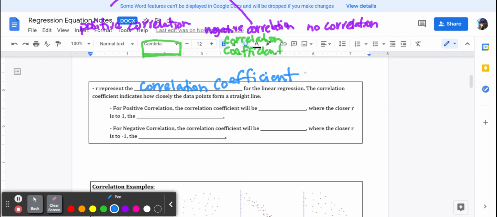Now, the correlation coefficient is going to tell us how close together our points are. So is the pattern a strong pattern, or is the pattern just one that I can barely see what's happening? For positive correlations, the correlation coefficient will be positive. You know, that sounds weird. And R is going to be closer to 1. For negative correlations, the correlation coefficient will be negative and is going to be closer to -1.